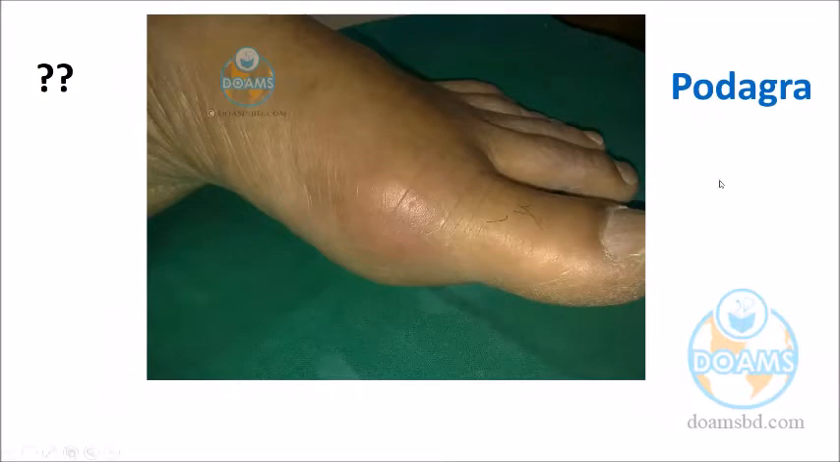The name is podagra, not tophi, Doctor. Sorry, correct yourself. Tophi is a feature of chronic gout. This is acute gout, with redness and swelling in the first metatarsophalangeal joint. It is not tophi. There is soft tissue inflammation also here. So this is podagra.